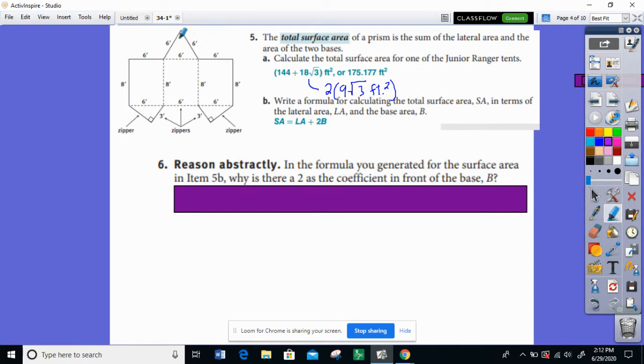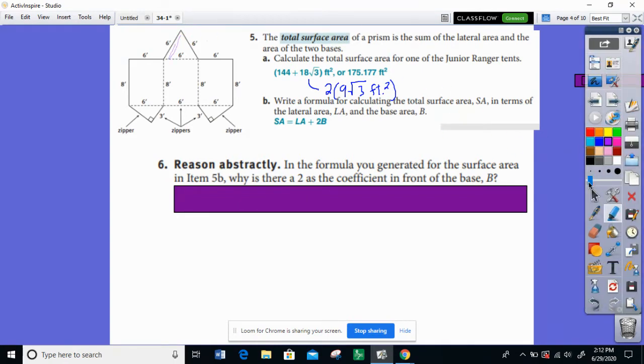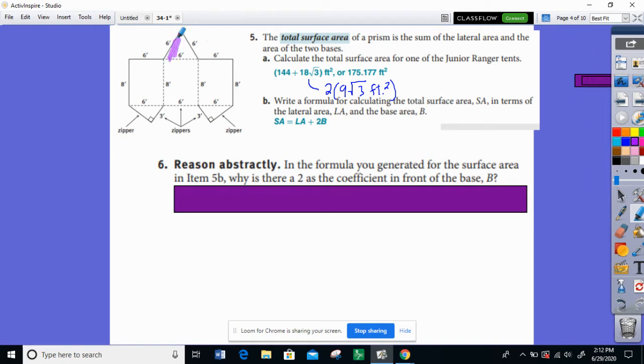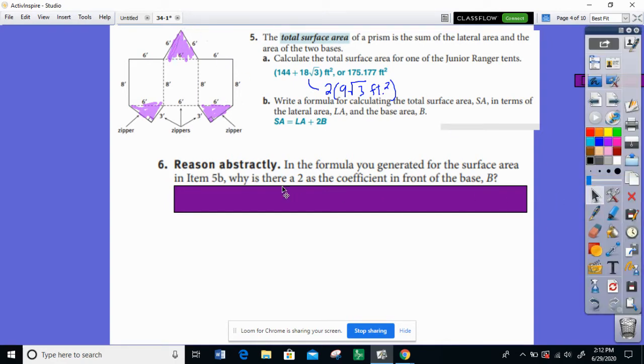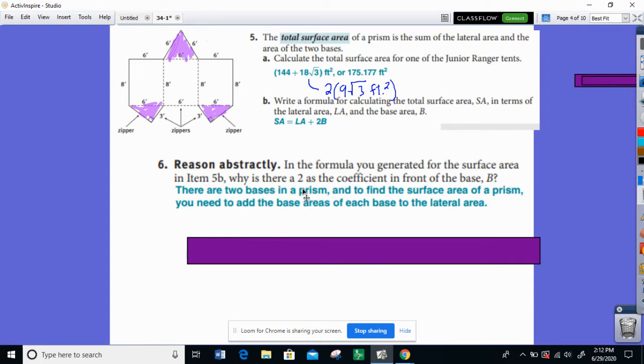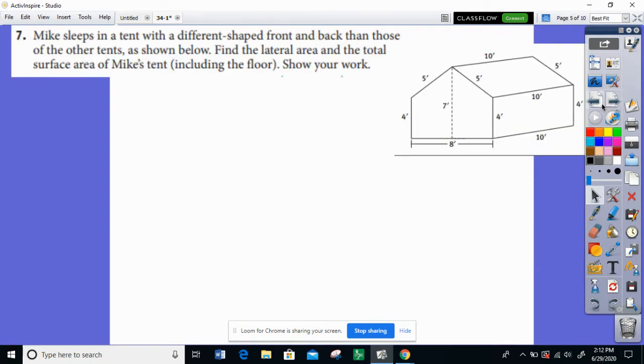Every prism is made up of two bases. We've got this base up at the top, and then these two different right triangles actually are going to zip up together to give us another congruent equilateral triangle. So it's because there are two bases in a prism. To find the surface area of the prism, you need to add the base areas of each base to the lateral area. So now let's look at another example.